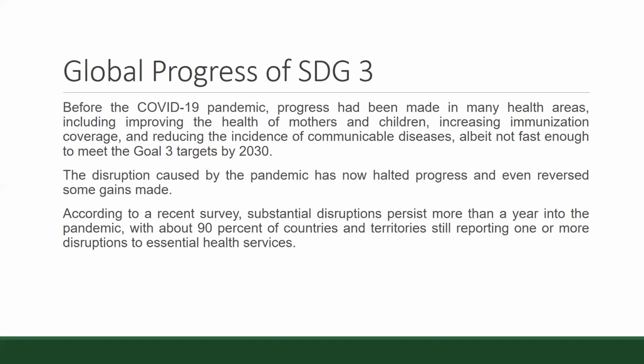As for the global progress of SDG 3, before the COVID-19 pandemic, progress had been made in many health areas, including improving the health of mothers and children, increasing immunization coverage, and reducing the incidence of communicable diseases, but not fast enough to meet the Goal 3 targets by 2030. The disruption caused by the pandemic has now halted progress and even reversed some gains made.